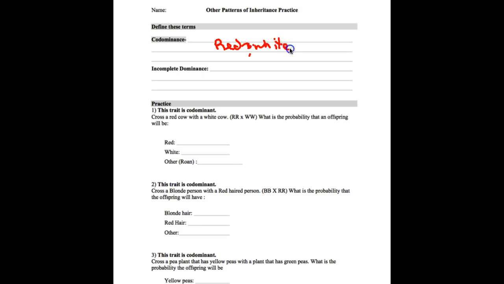I would expect you guys to write a more complete definition here, but I'm just going to write this for now. For incomplete dominance, you would need to consider a plant that has a red allele from its father and a white allele from its mother. This time they're not codominant, they're not both being expressed, but one is slightly dominant, a little bit dominant over the other. It's not completely expressed, it's incompletely expressed. So if red was incompletely dominant over white, it would be expressed as pink.